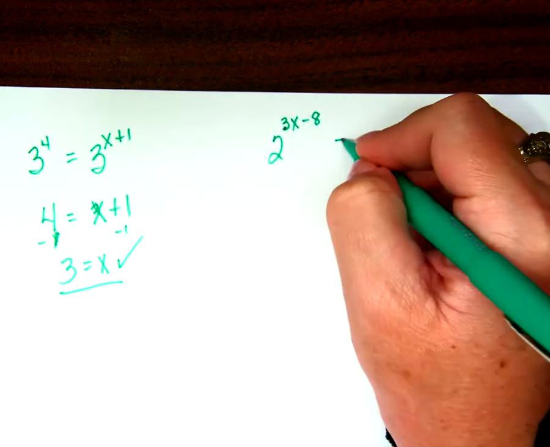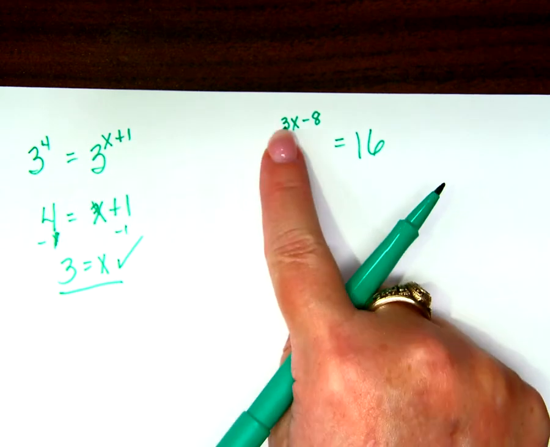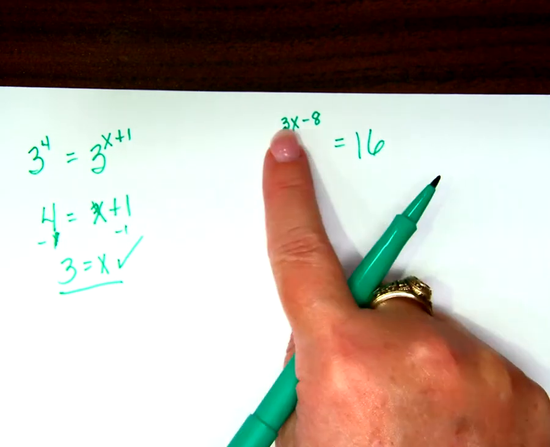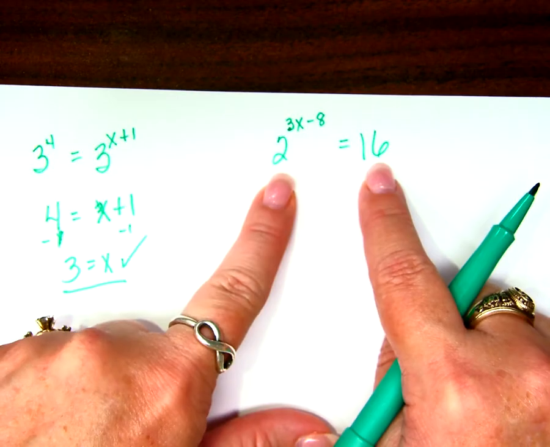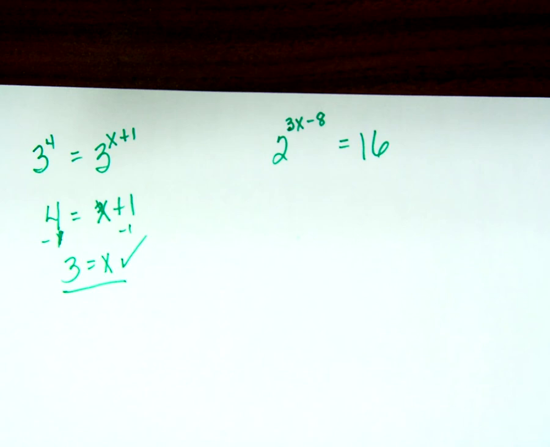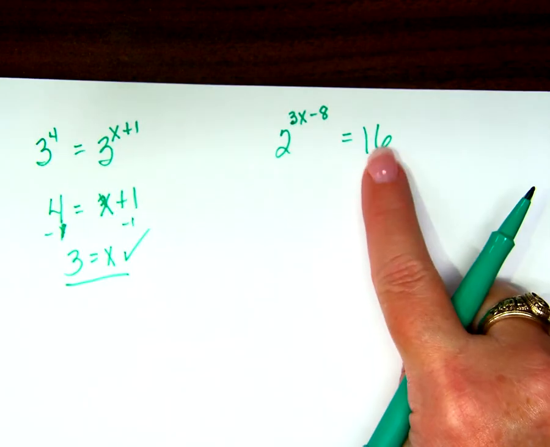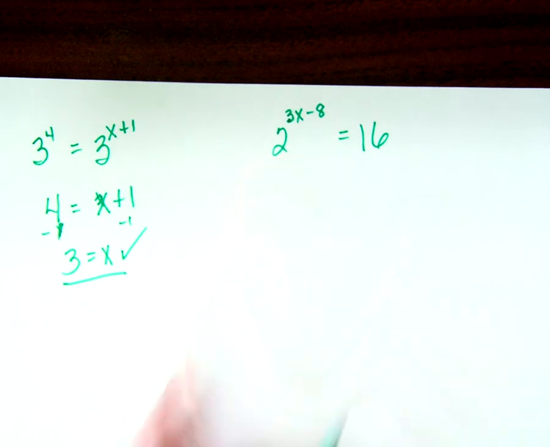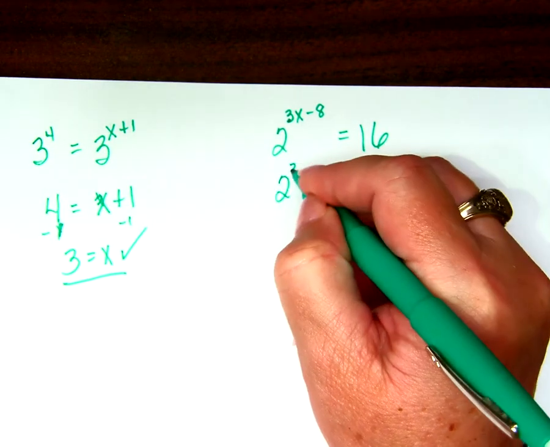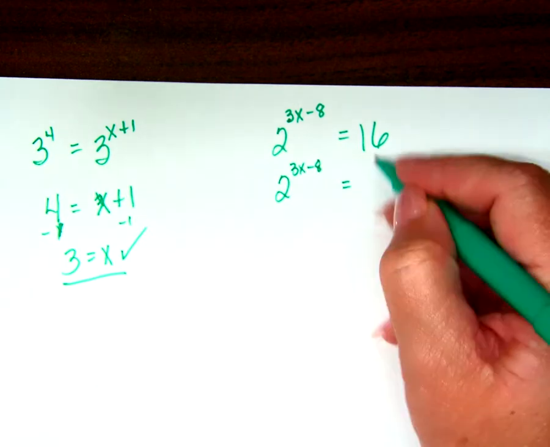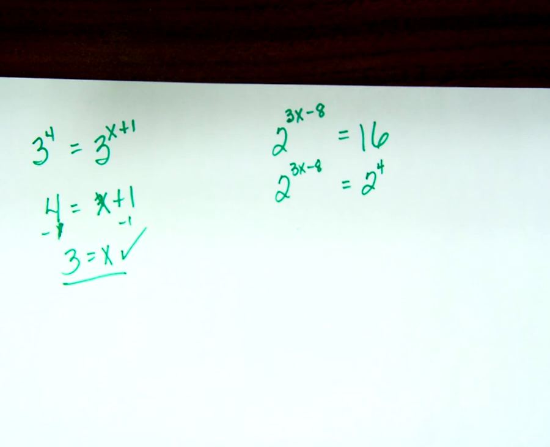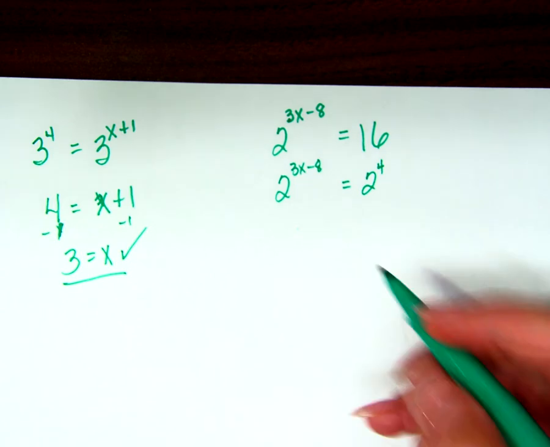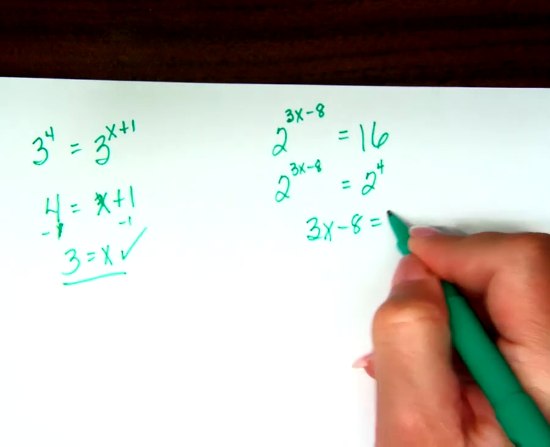The issue comes when it looks like this. Because I can't just say 3x minus 8 equals 1, because this exponent equals this exponent. That only works if the bases are the same. Well, these bases are not the same, so is that a huge issue? Well, it would be, except I can make this number become this base, can't I? I can say 2 to the 3x minus 8 is exactly the same as 2 to the 4th, right? Now can I ignore the bases and set the exponents equal to each other? Absolutely. 3x minus 8 equals 4.